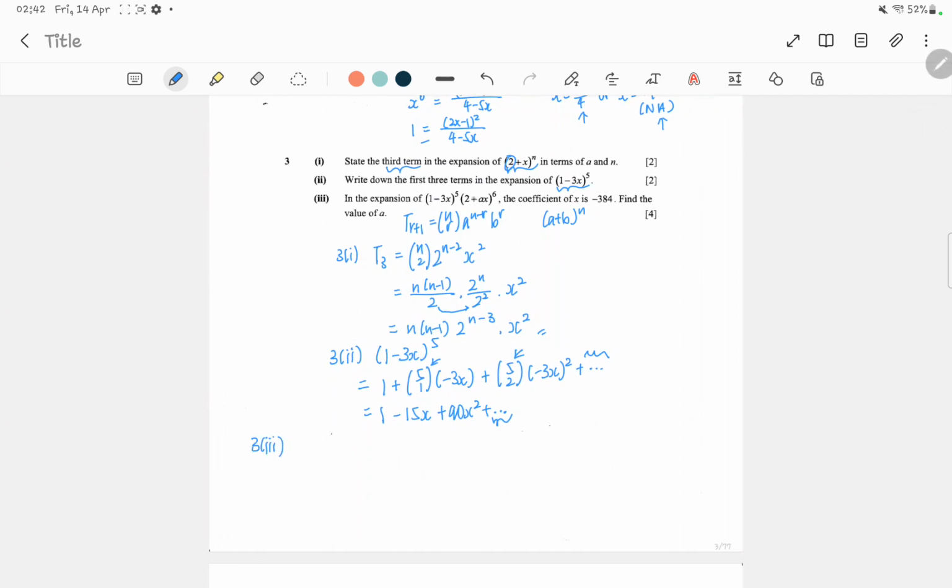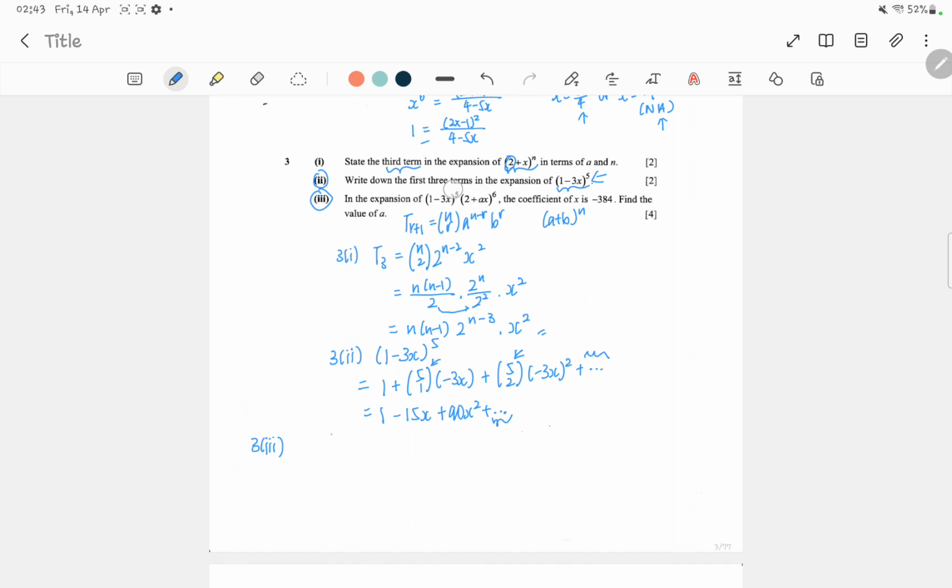Now in the expansion of (1 minus 3x) to the power of 5, which we have done earlier, we can see that part 3 is linked to part 2. In the expansion of this times (2 plus ax) to the power of 6, the coefficient of x is minus 384. Find the value of a. The key idea here is to not expand everything, but rather to ask ourselves what terms in (1 minus 3x) to the power of 5, when multiplied with this, give us the terms in x.